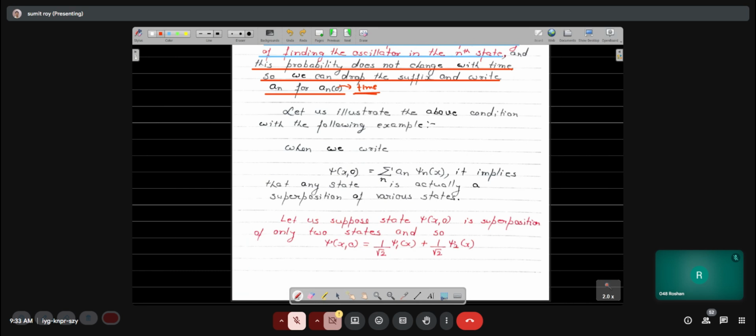Yes, sir. So let us suppose that ψ(x,0) is a superposition of two states and they are written like this. समझाने के लिए समेशन में सिर्फ दो ही टर्म लिया गया कि मान लीजिए ये हार्मोनिक ऑसिलेटर का कोई स्टेट है जो इस दोनों स्टेट्स के सुपरपोजिशन से बना है। इस दोनों माने ये हो गया उसका फर्स्ट एक्साइटेड स्टेट, ये हो गया उसका सेकेंड एक्साइटेड स्टेट। इस दोनों के सुपरपोजिशन से हार्मोनिक ऑसिलेटर का कोई अदर स्टेट बना है। इज इट ओके? Yes, sir.